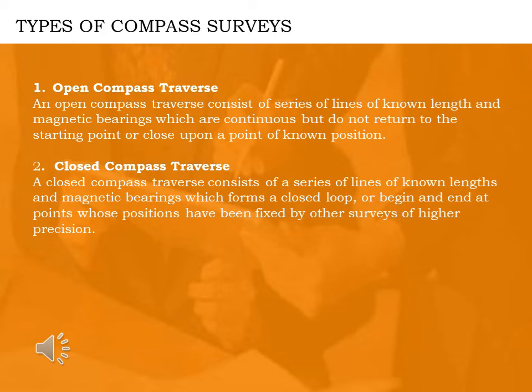Second is the closed compass traverse. A closed compass traverse consists of a series of lines of known lengths and magnetic bearing which form a closed loop, or begin and end at points whose positions have been fixed by other surveys of a higher order.